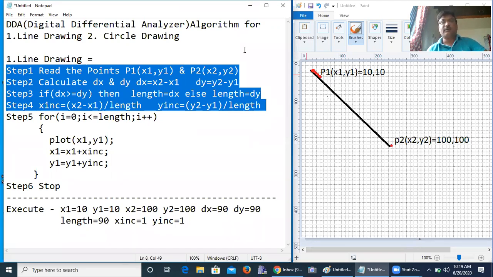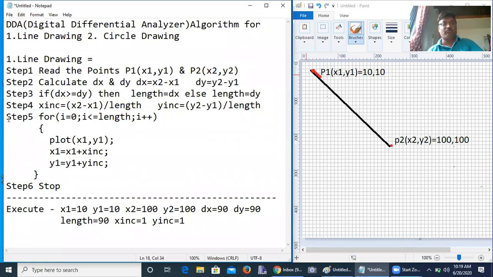No, sir. Everybody understood how I read the points x1, y1, x2, y2, and then calculated dx, dy, the length, and the x increment and y increment, correct? Now, what is my step 5? Step 5 is that we have to start the loop: i equals 0, i less than or equal to the length, i plus plus. Means the i value 0 is less than or equal to 90, because 90 is my length.